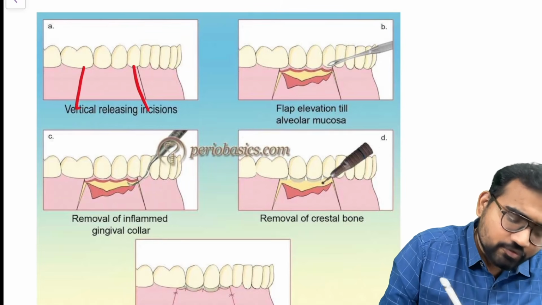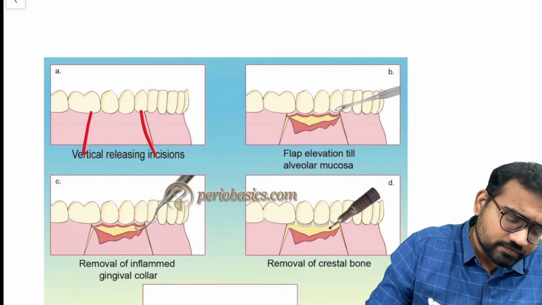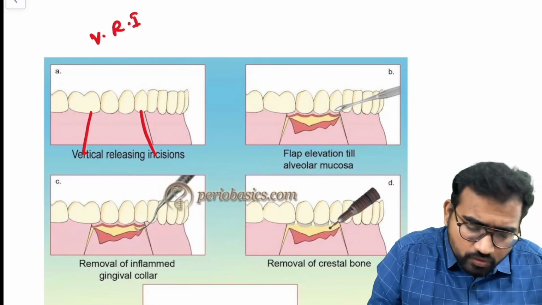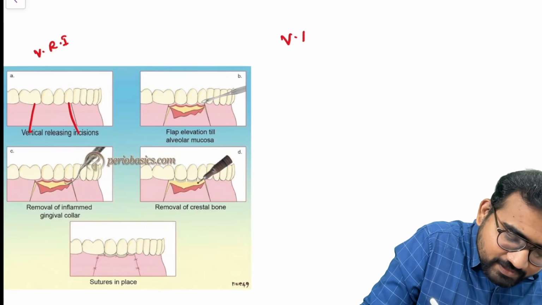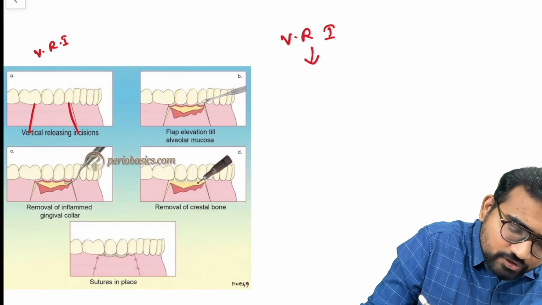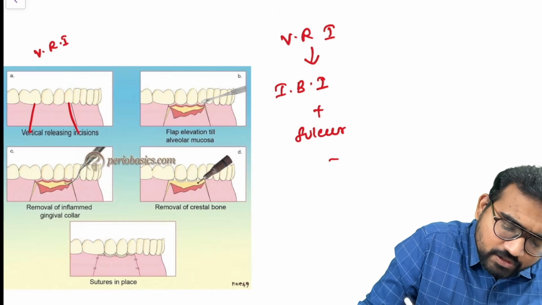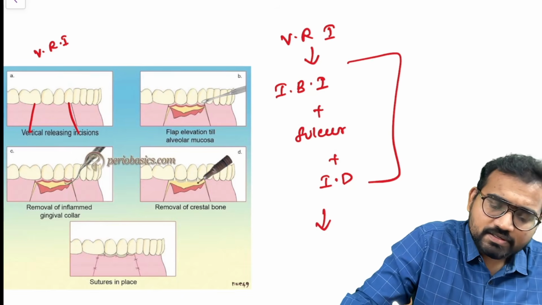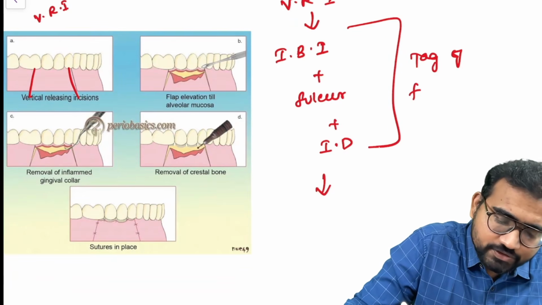First, I'm going to give vertical releasing incisions. The first step is vertical releasing incisions, which is followed by internal bevel incision plus sulcular or crevicular plus interdental papilla incisions. Once I give all this, the tag of tissue is removed. Excellent, the tag of tissue is removed.